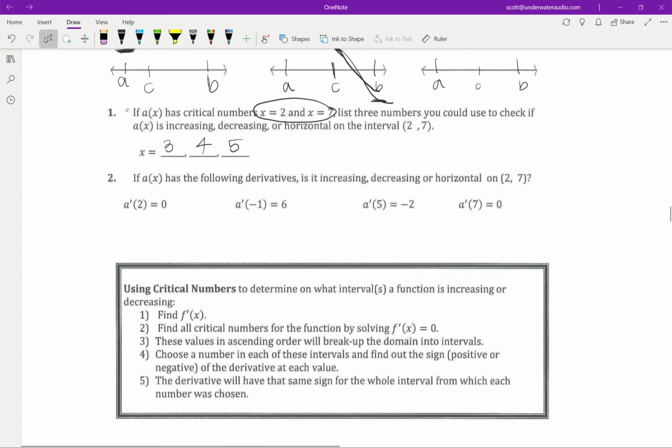Let's try number 2. If a of x has the following derivatives, is it increasing, decreasing, or horizontal on the interval from 2 to 7? Okay, so at x equals 2, we've got a critical point. And at x equals 7, we've also got a critical point. So -1 is not in the right interval. -1 is not between 2 and 7, so we're going to ignore that one. But x equals 5 is between 2 and 7. So since the derivative in between 2 and 7 is less than 0, we know it's decreasing on that interval.